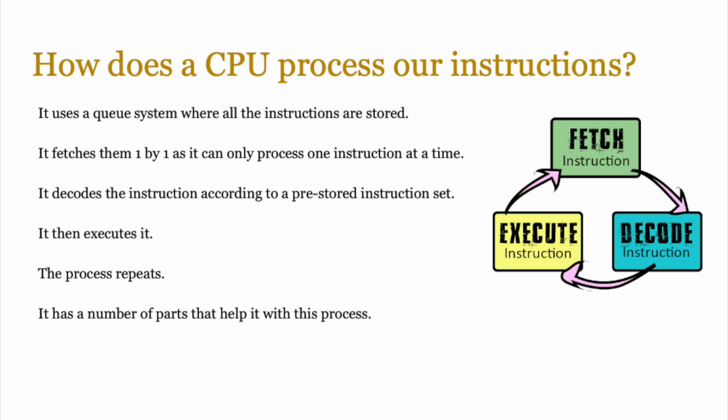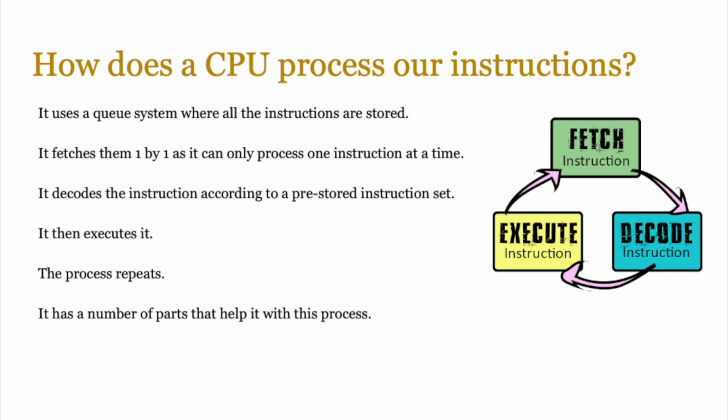Now, normally what happens is that the CPU and its components operate a queue system where all the instructions are particularly stored. So whenever you run a program, it is a sequence of instructions, and these instructions are stored in a queue system. The CPU then fetches them one by one, as it can only process one instruction at a time. It decodes that particular instruction according to a pre-stored instruction set. It then executes it, and the process repeats itself.